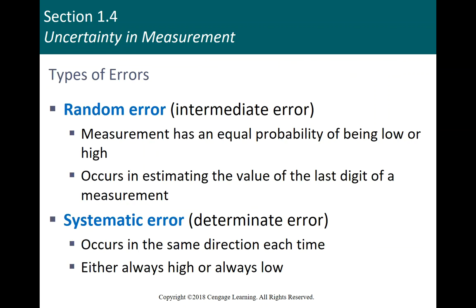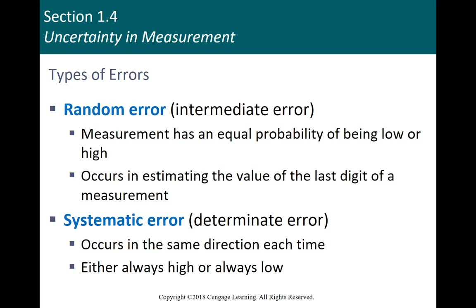If your measurements are not accurate, you can have some different types of errors. So you could have a random error. That means that the measurement has an equal probability of being low or high. And sometimes that just occurs because of estimating that last value. So random error is just something that happens in lab. We all take measurements, random error happens.